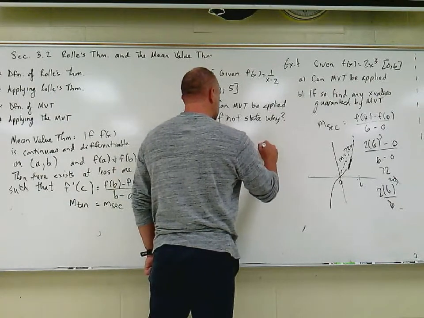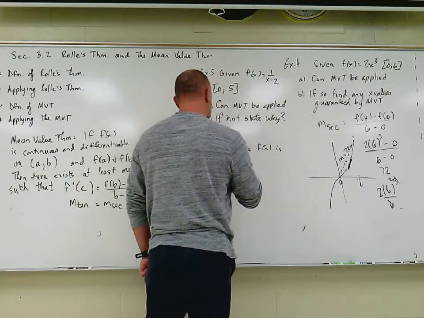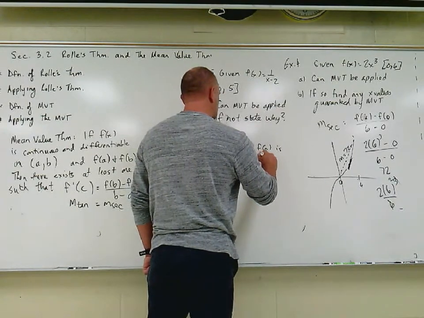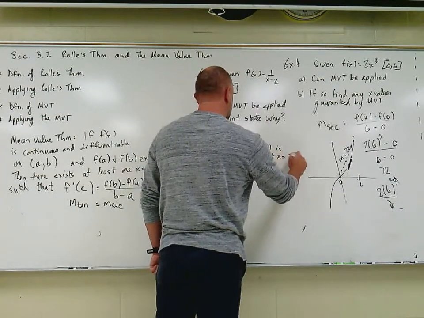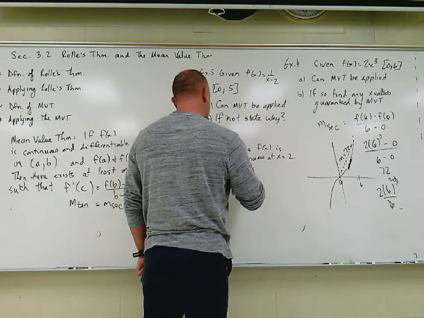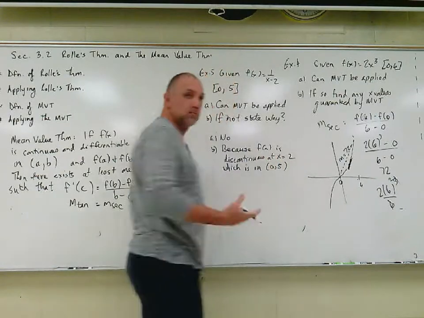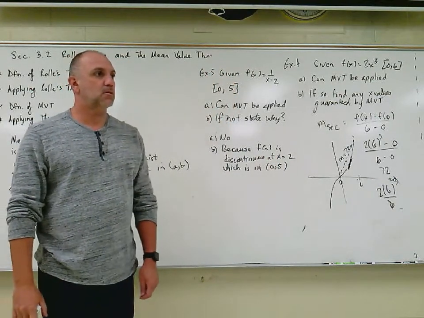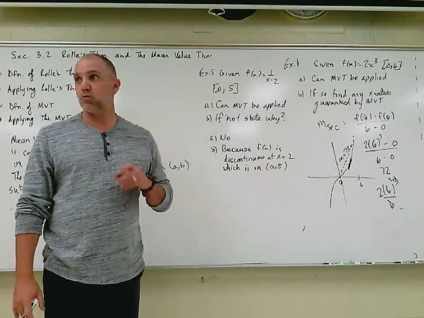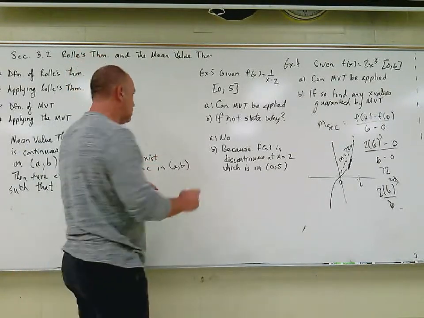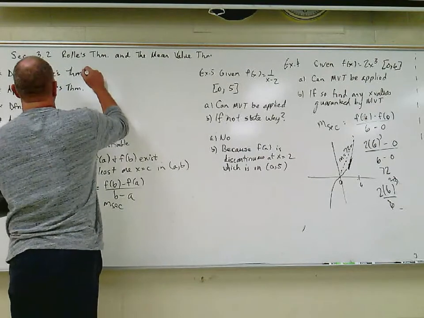f of x is discontinuous at x equals 2, which is in 0 to 5, like Graham said. So be prepared that you don't always work every problem. Okay? So Rolle's theorem, this is a summation.